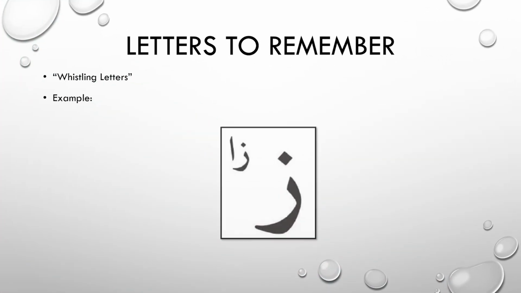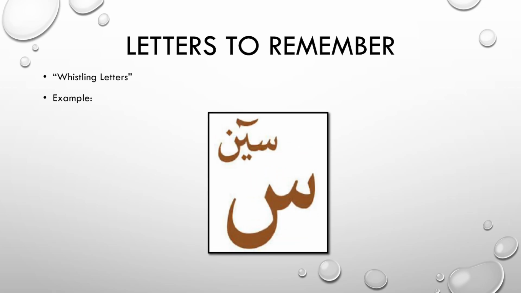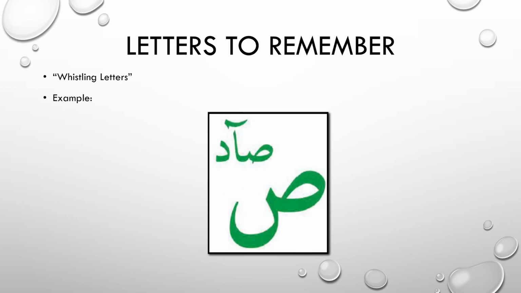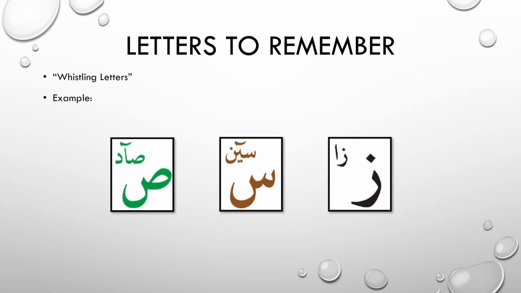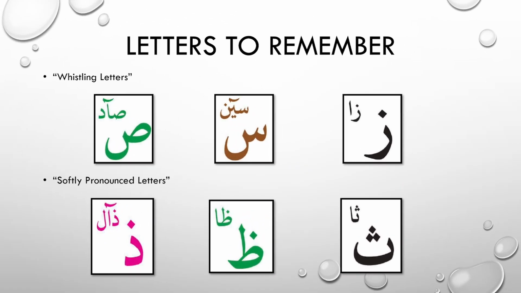Now let's talk about the whistling letters. First we have za, za. You see this za, it has the sharp and whistling sound. Seen. Sad. So we have these three letters. Let's recap the three letters together.